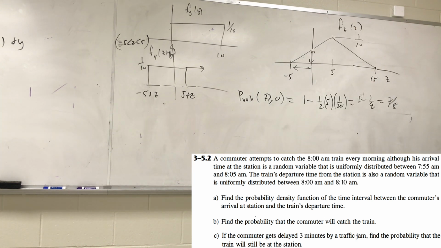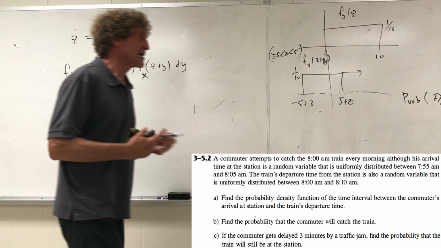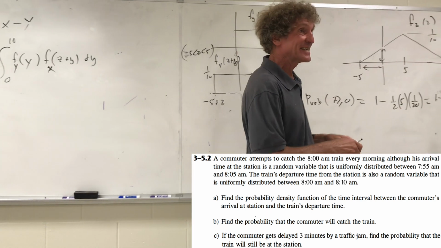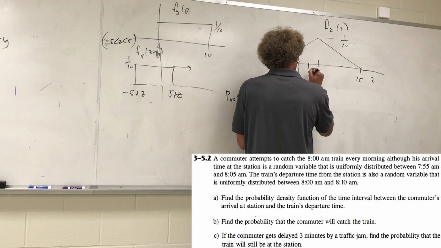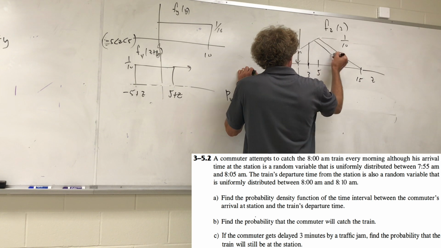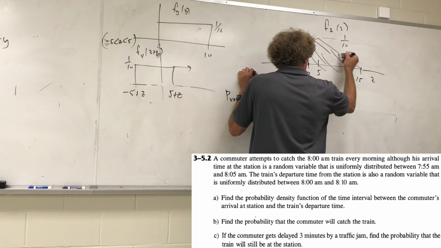All right, what's the next part of it? The commuter is delayed 3 minutes by a traffic jam on the probability that the train will still be at the station. Z now is 3. All right, so what you got to do is say the probability that Z is equal to or greater than 3. Now I've got to say, here's 3, right? So this is the area I'm trying to calculate right there, right?